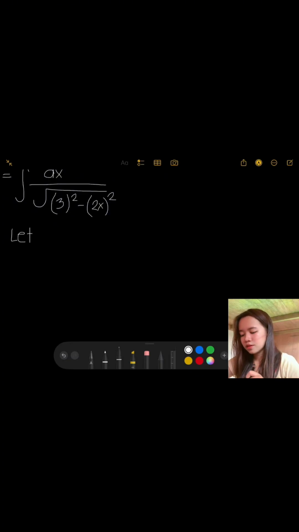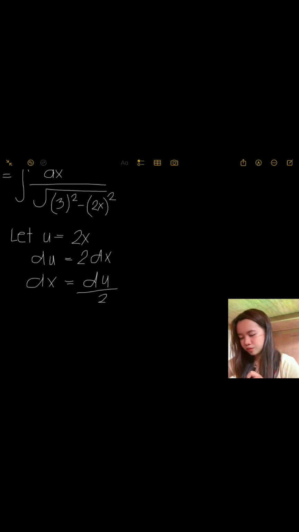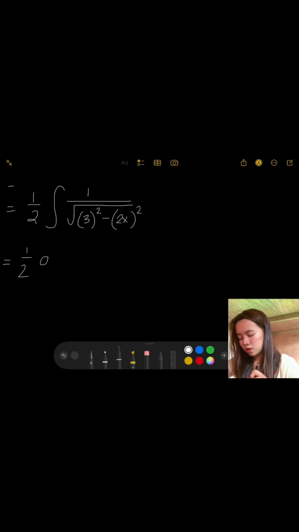So we let u equal 2x. Our du is 2 dx. dx is equal to du over 2. So this will become 1/2 integral of 1 over square root of 3 squared minus 2x squared. So our answer will be 1/2 arcsine 2x over 3 plus c.